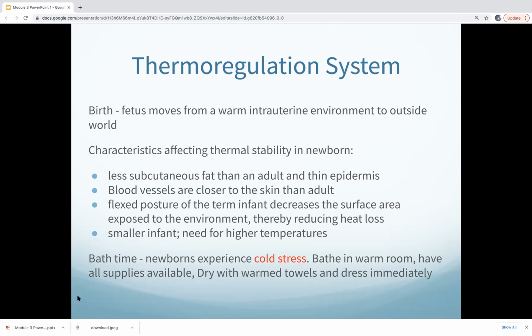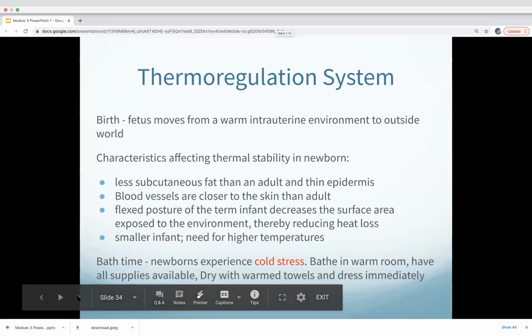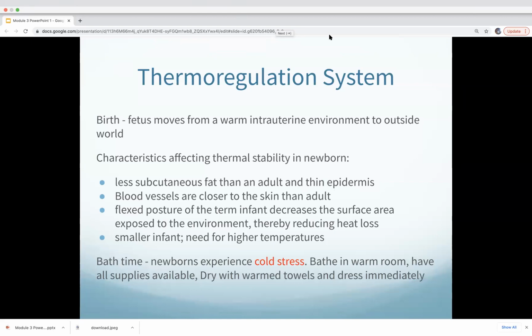Smaller infants have a higher need for temperatures. Go away. I don't know what happened there. Sorry about that. My computer needs an update, and it's very adamant about that update that it needs.